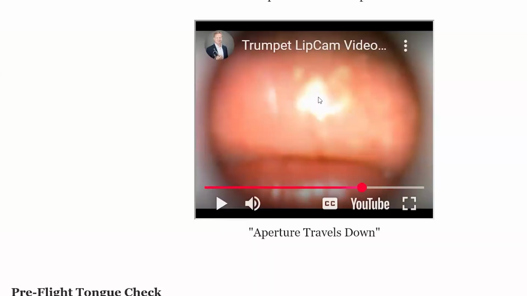Interesting. There is very little change in the aperture in terms of its location traveling up or down when they go from high C to double C, even though there was a significant change when they went up to the high C, see above the staff. And when they descend here in a moment, you're going to see it change again. You're going to see the aperture kind of go back up to here where it was before.